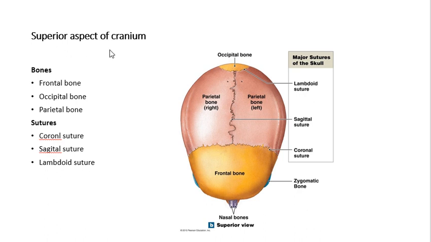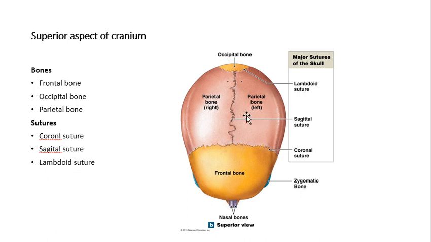Now our next structure is the superior aspect of the cranium. In the superior aspect of the cranium, the bones involved are the frontal bone, occipital bone, and the parietal bone. The sutures involved are the coronal suture, sagittal suture, and the lambdoid suture.